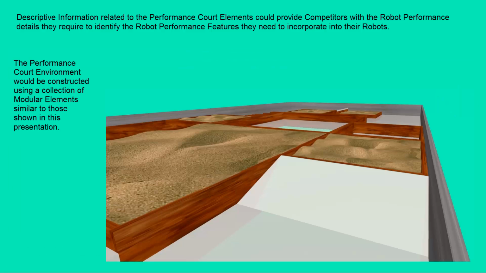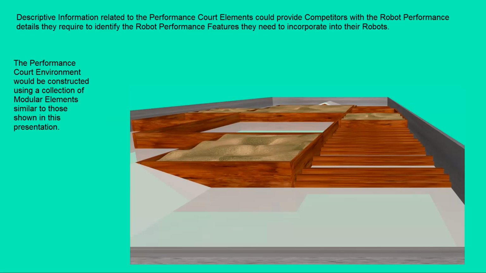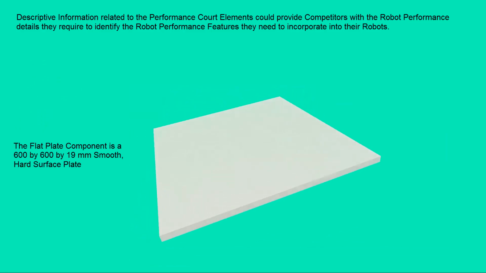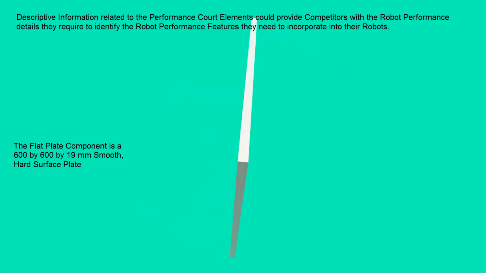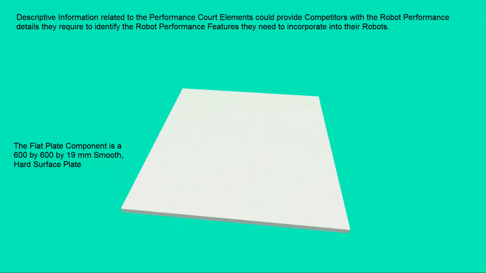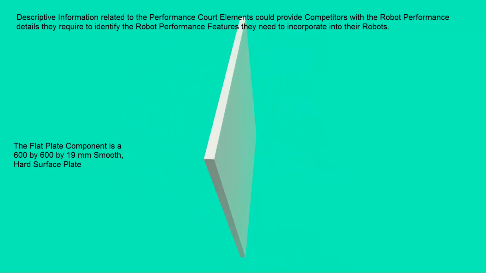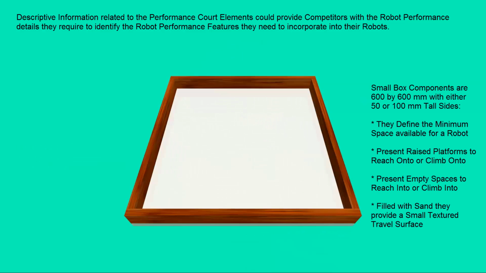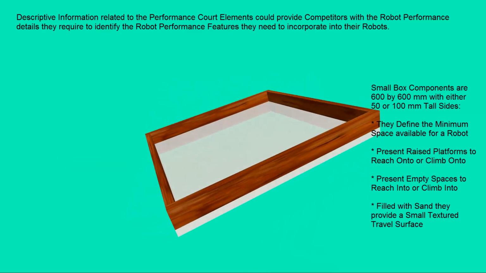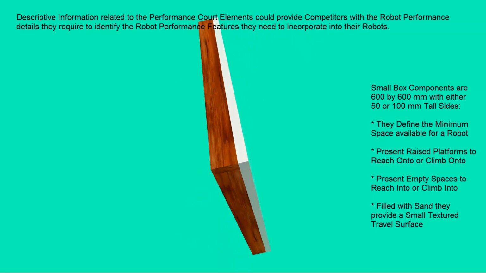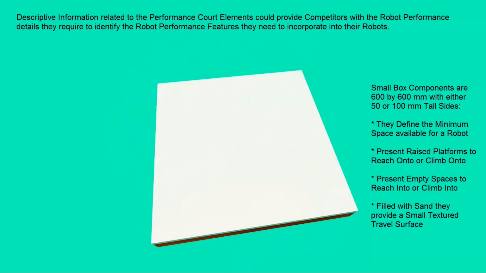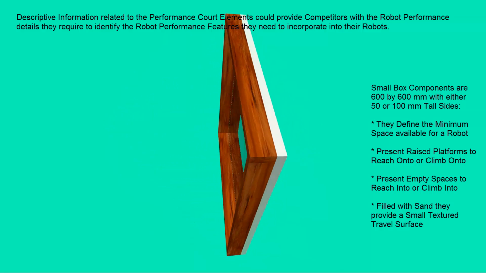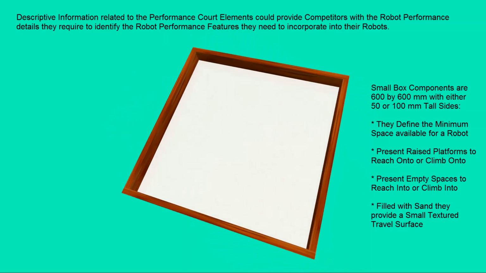The performance court environment would be constructed using a collection of modular elements similar to those shown in this presentation. The flat plate component is a 600 by 600 by 19 millimeter smooth hard surface plate. Small box components are 600 by 600 millimeters with either 50 or 100 millimeter tall sides. They define the minimum space available for a robot.